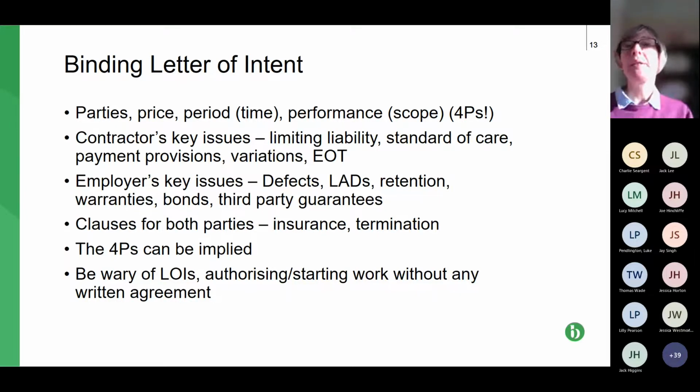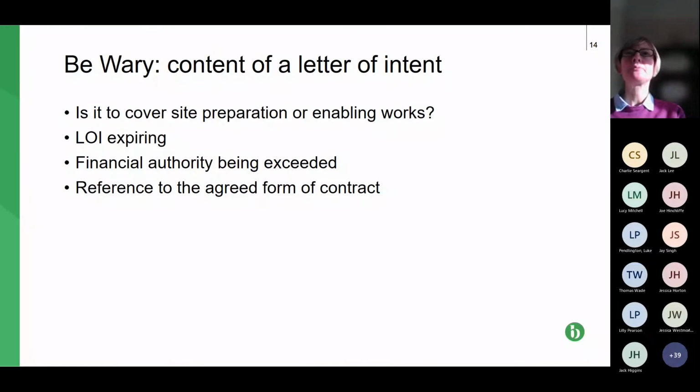Also be careful with letters of intent. Don't start work without any written agreement. You'll see from this slide that there's lots of information that needs to go into a letter of intent. So very often, I would say always, it needs to be in writing, of one form or another.